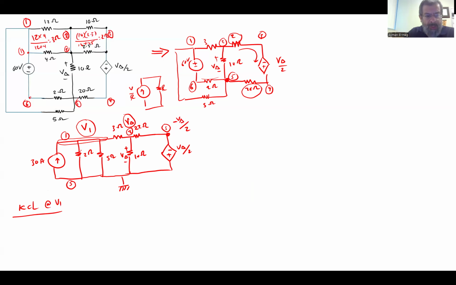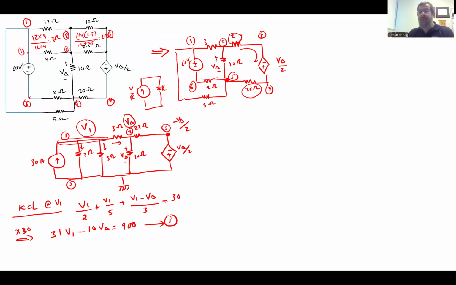So at V1, we have 1, 2, 3, 4 branches. So we have the current that goes here, V1 divided by 2, plus this current, V1 divided by 5, plus this current, V1 minus V delta divided by 3. And the current entering the node is equal to 30. Now, multiply everything by 30. And adding the terms, you will have 31 V1 minus 10 V delta equal to 900. Hopefully the numbers are correct. So this is the first equation. One equation, two unknowns. I need another equation.